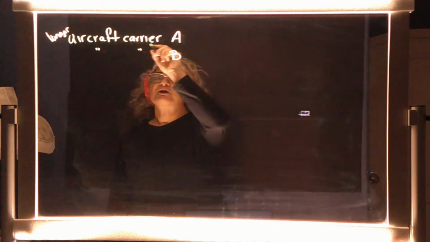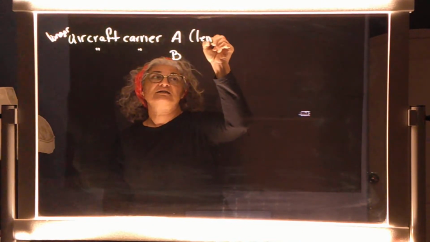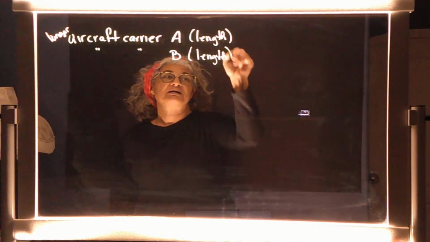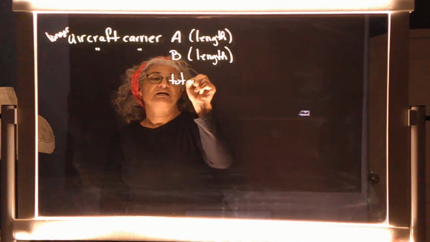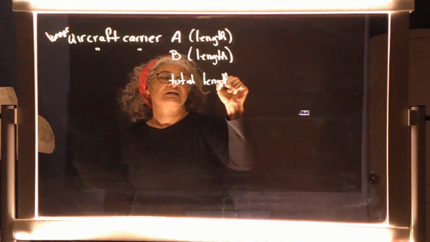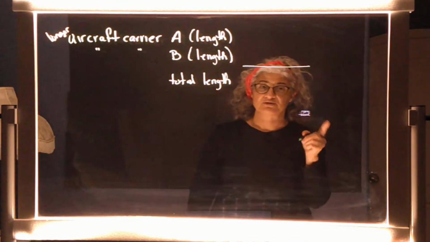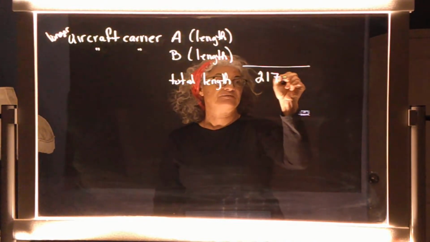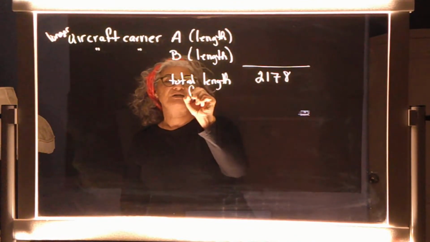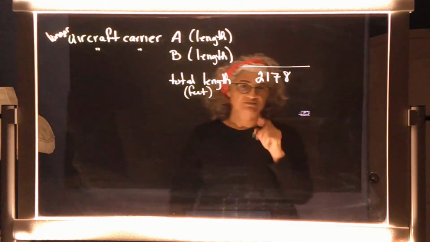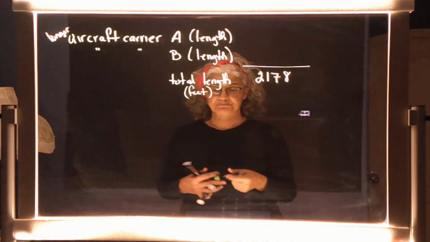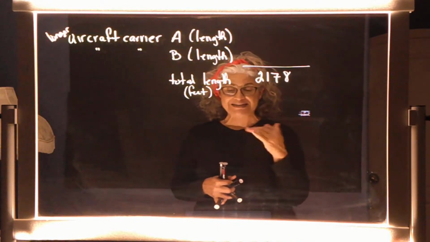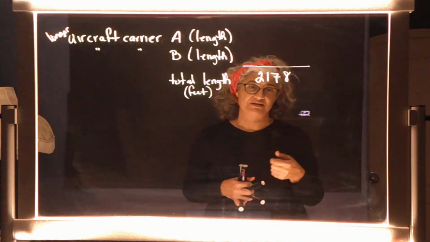So the aircraft carrier A, they're talking about its length, aren't they? And the same with B, because they've now given me a total length, haven't they? And what did they say the total length was? Yeah, the total length is 2,178, and it's in feet. Cool? Okay. And after that comma, it says, while the difference in their lengths is only 10 feet.